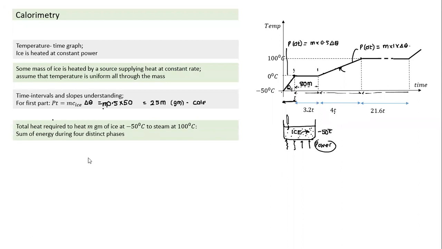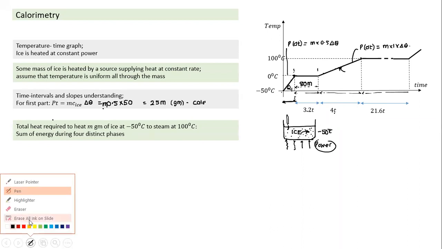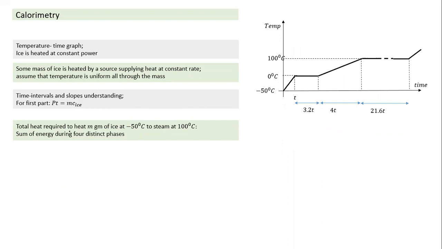Okay, so total heat required. Let's understand, and this figure is key to understanding calorimetry here. Total heat required to heat m grams of ice at -50 degrees centigrade to steam at 100 degrees centigrade. What is the total heat required? Just understand here: the total heat required is heat given here, plus heat given here, plus heat given here, plus heat given here.